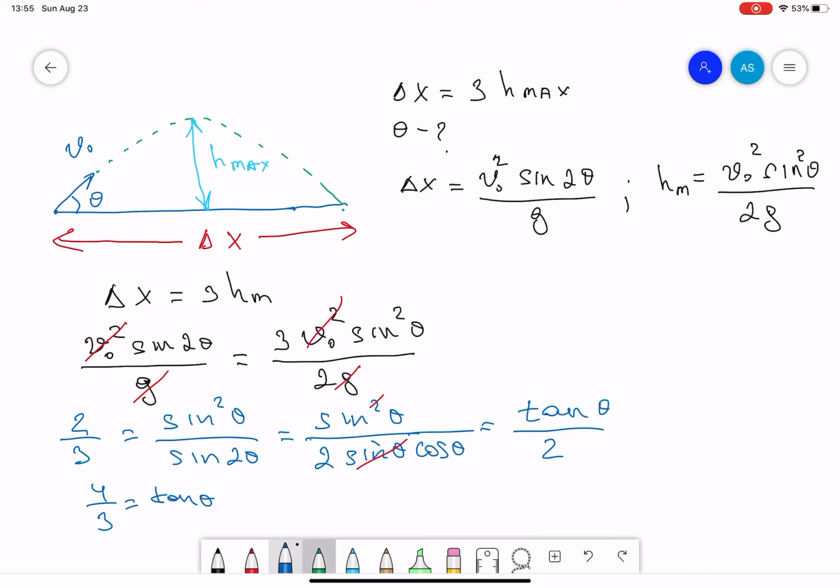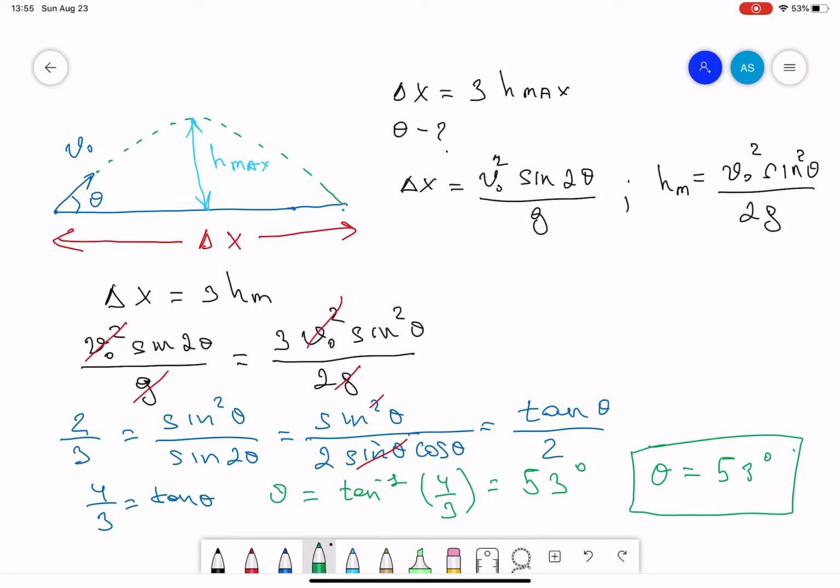Now from here, let's find our theta. Theta is equal to inverse tangent of 4 over 3. If you do the calculation, inverse tangent of 4 over 3 should give you 53 degrees. So as you can see, our theta was equal to 53 degrees. This is how you solve this problem.